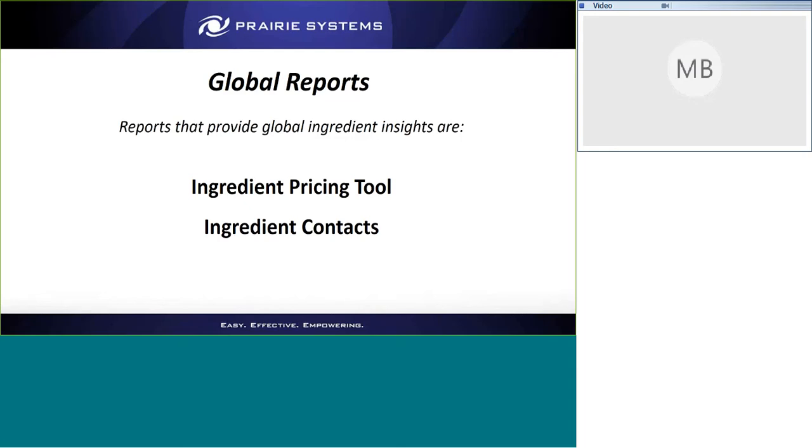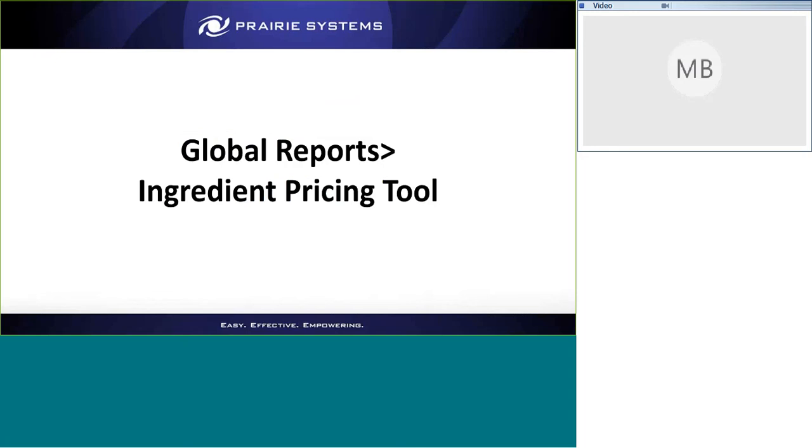But global insights are that 20,000-foot view, that overall insight or oversight. The ingredient pricing tool is probably one of the reports that is very underutilized, in my personal opinion, out of our tools. To find that report, you go to Global Reports and then Ingredient Pricing Tool.